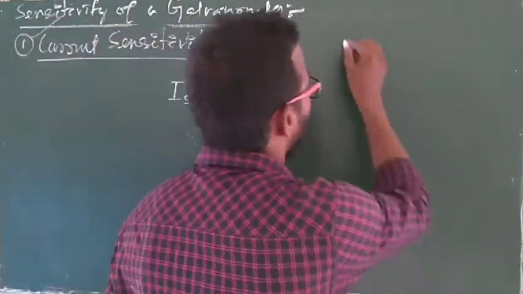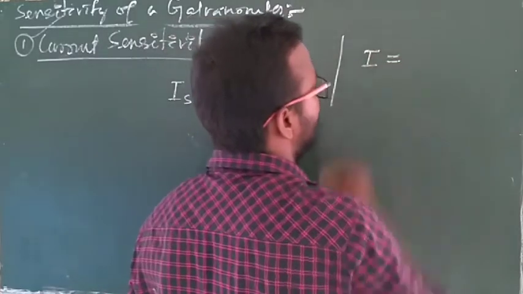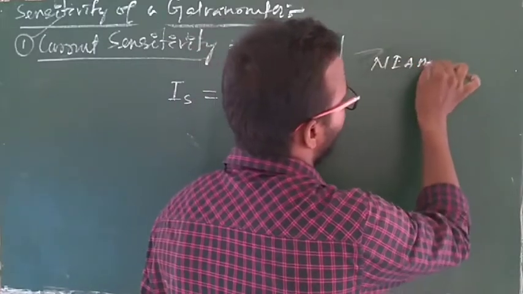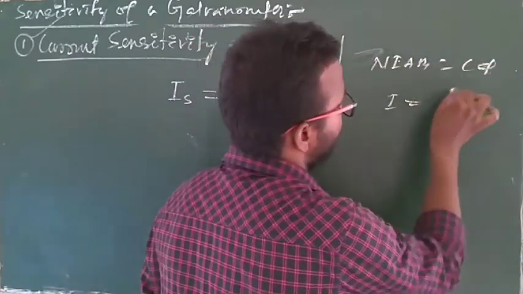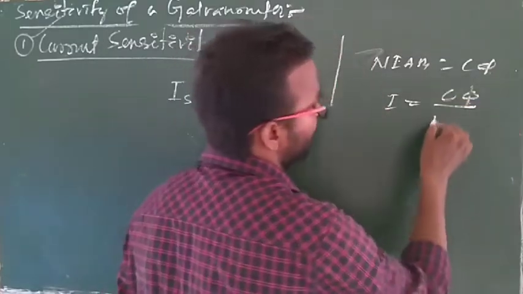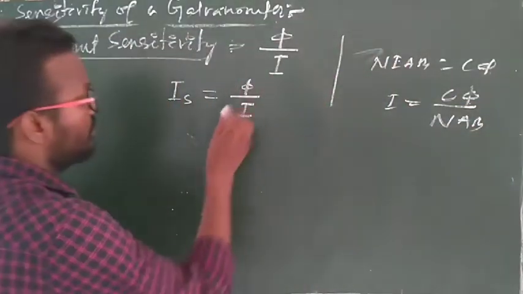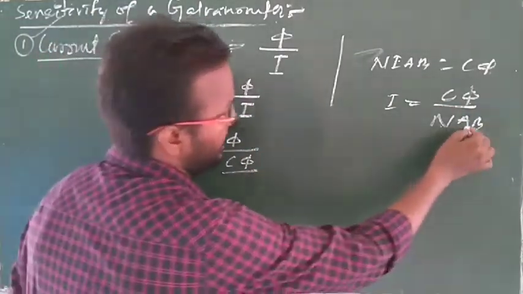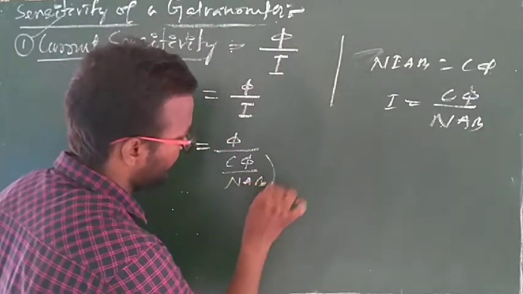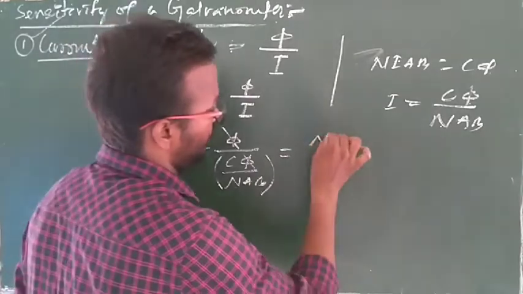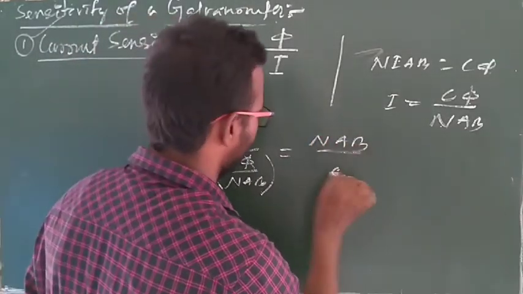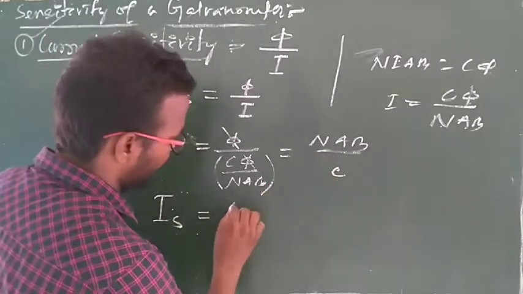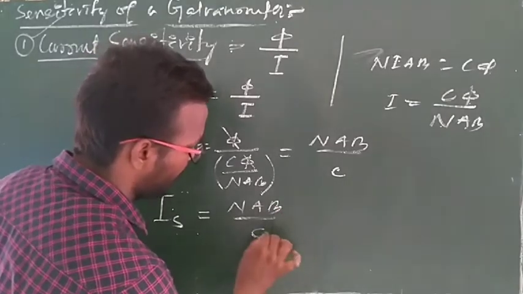Clear? But we know the value of I, which is equal to NIAB, which is equal to C phi. That is, I equals C phi by NAB. If you use this value here, phi by I equals C phi divided by NAB, that is NAB. Here phi cancels, which is equal to NAB by C. And this is current sensitivity, which can be written as NAB by C.